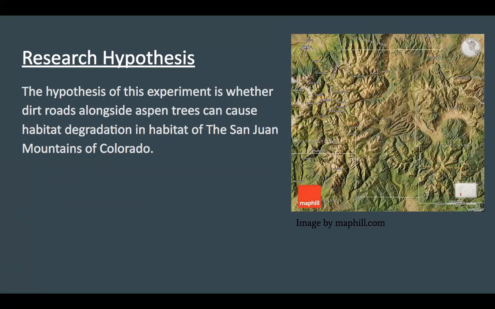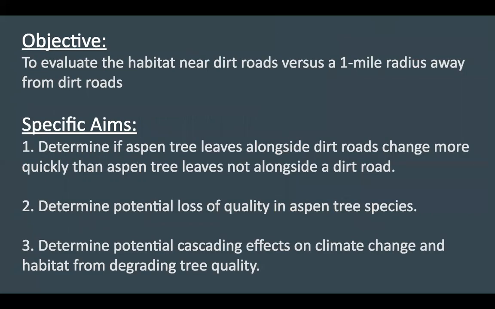My research hypothesis for this study is whether dirt roads alongside aspen trees can cause habitat degradation in the San Juan Mountains of Colorado, more specifically Hinsdale County. And that's what this topographic map is of, Hinsdale County. My objective for this study is to evaluate the habitat near dirt roads versus a 1 mile radius away from dirt roads. I have three specific aims for this study.